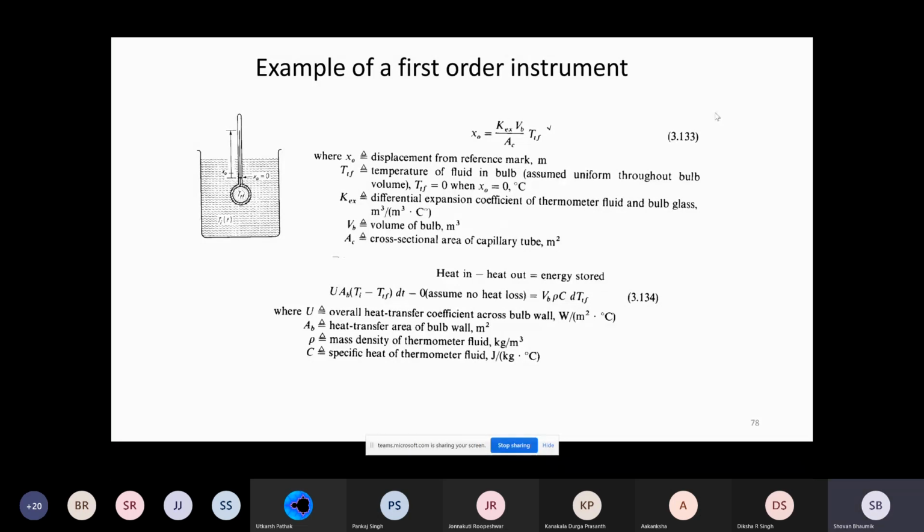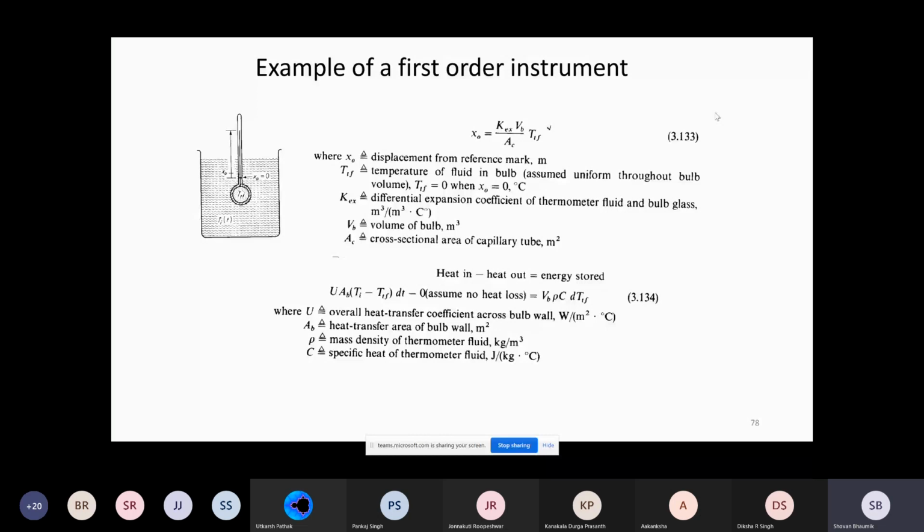So we assume Ti is the input temperature, that means the temperature of the measurand. TTF is the temperature of the fluid in the bulb. There is some fluid in the bulb, it may be mercury, it may be something else. So that is TTF. KEX is the differential expansion coefficient of the thermometer bulb and the glass, and VB is the volume of the bulb. AC is the cross sectional area of the capillary tube.